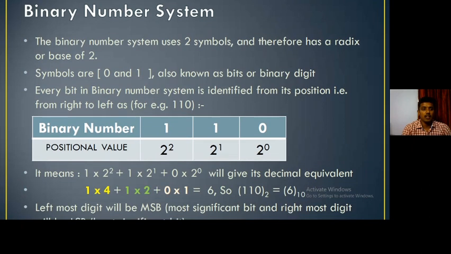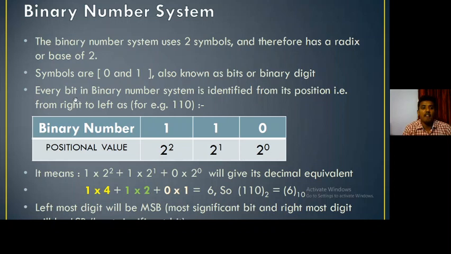Next, the binary concept. The binary number system uses mainly two symbols, that is zeros and ones. The prefix bi stands for 2, that is it contains only two values, two symbols, 0 or 1. So the word we get for this is bit, that is 0 or 1, also known as bits or binary digit.